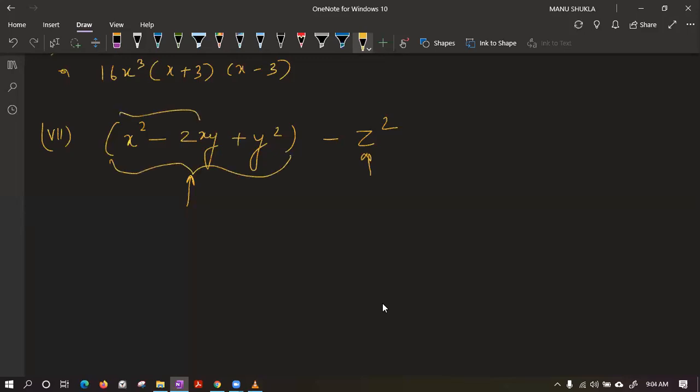What comes to your mind when you see this bracket? Class, what comes to your mind when you see this bracket? Yes, in my mind also it comes that it is a formula of x minus y whole square.